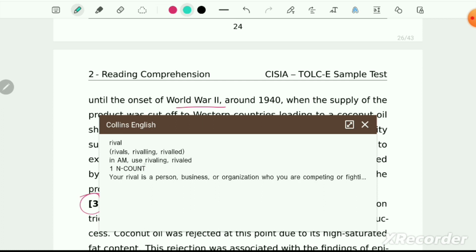Rivals is actually used for rivaling or opponents, we can say. Here I can't see the exact word. So rivals means opponent. It could be like a political opponent, we might have heard sometimes. Your rival is a person, business or organization who you are competing with.